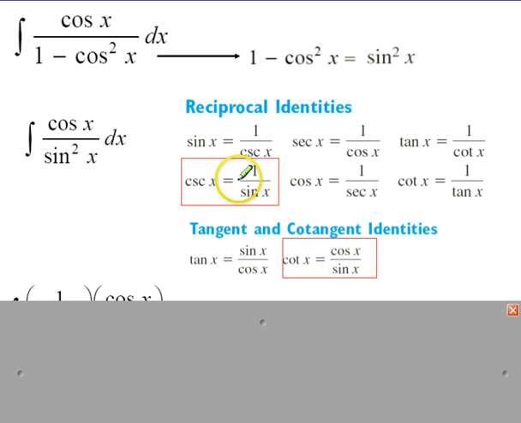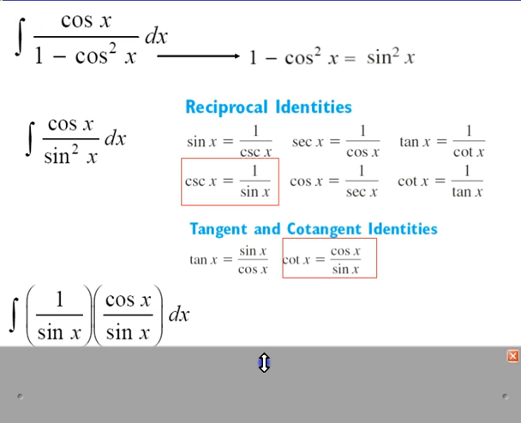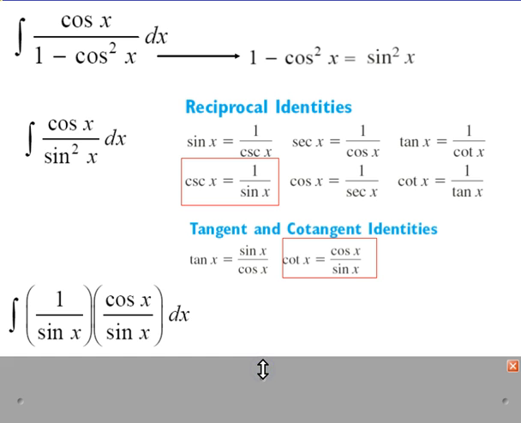But if you look at this one and this one together, imagine multiplying 1 over sine x times cosine x over sine x. So what I'm going to do is split it into 2 identities. 1 over sine x times cosine over sine x. 1 times cosine is cosine. Sine times sine is sine squared.